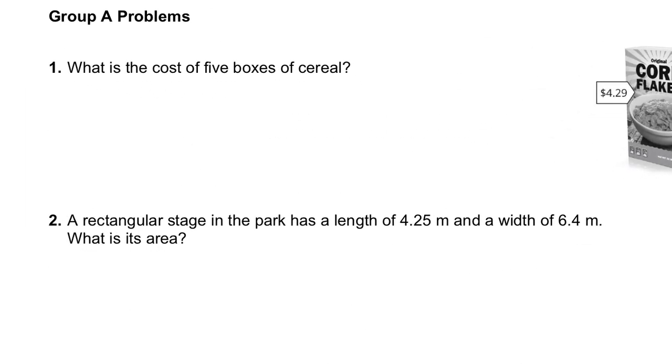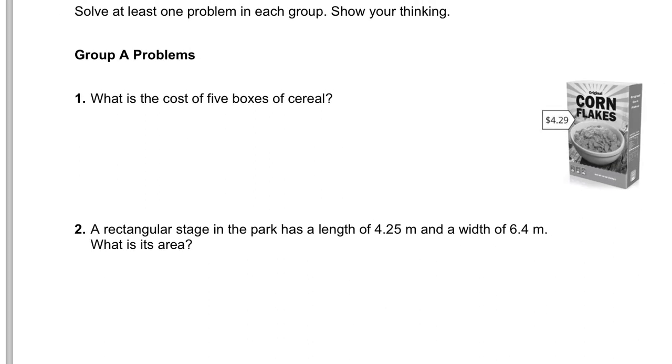What is the cost of 5 boxes of cereal? So not many words to this. This is the actual question, so I'm going to put brackets around it. I'm going to circle the important numbers. 5 is one important number and $4.29 is another. But what are those numbers? Well, we have 5 boxes of cereal. And the 4.29 refers to the cornflakes. So we'll underline the cornflakes.